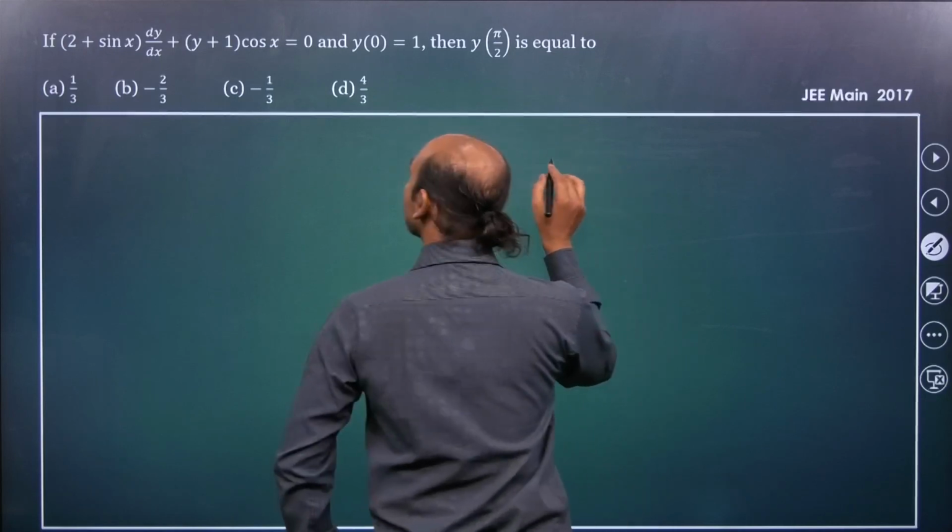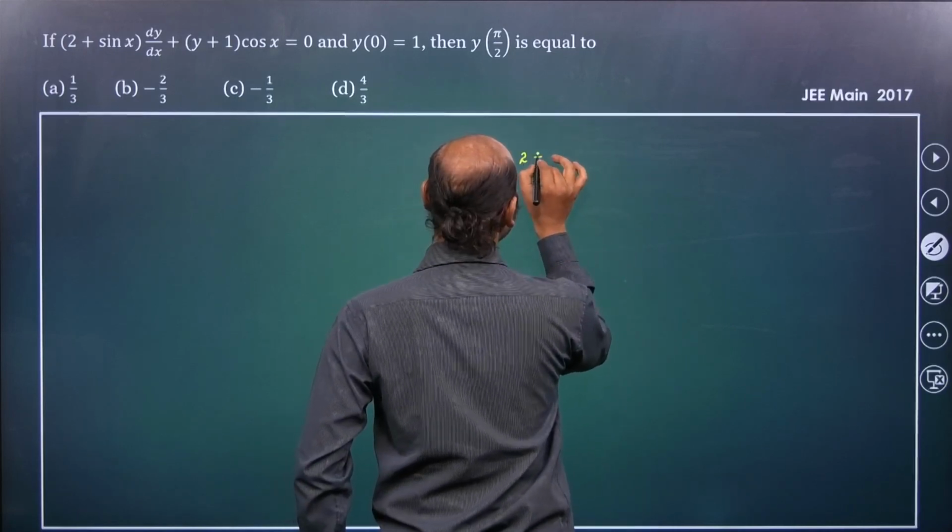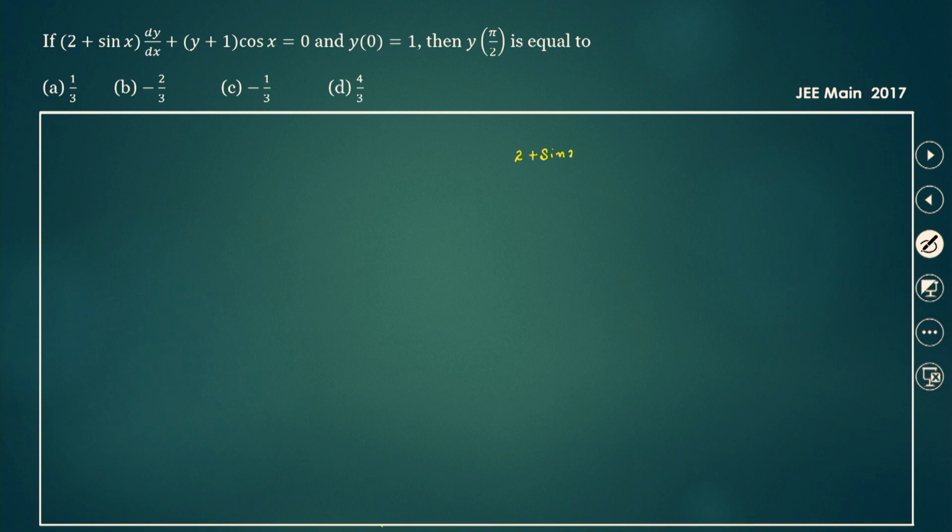We'll consider the differential equation (2 plus sine x) multiplied by dy/dx plus (y plus 1) cos x, and that's equal to 0. So therefore it implies that (2 plus sine x) dy/dx plus y cos x is equal to minus cos x.